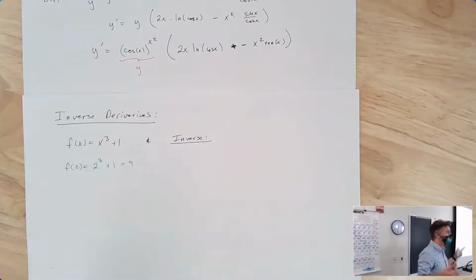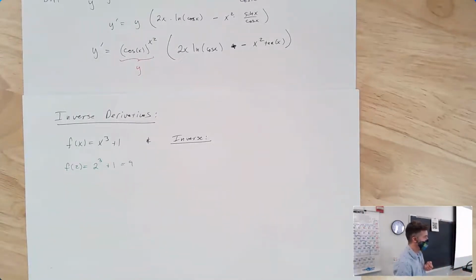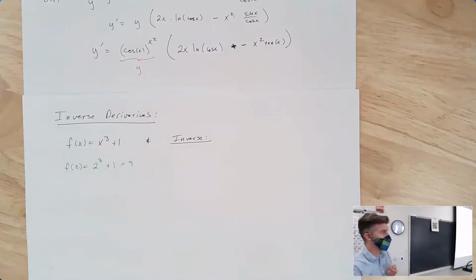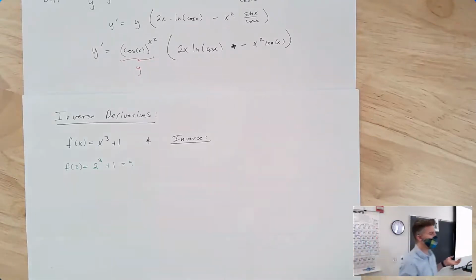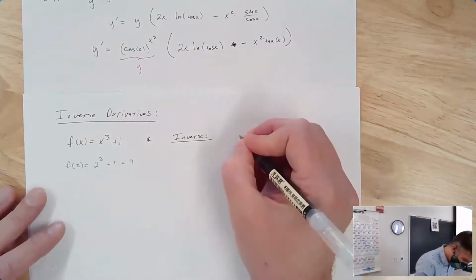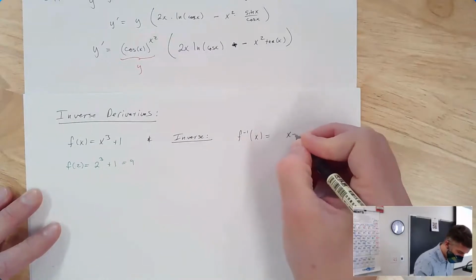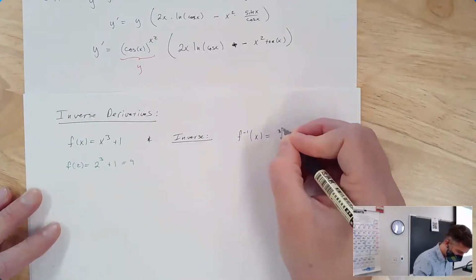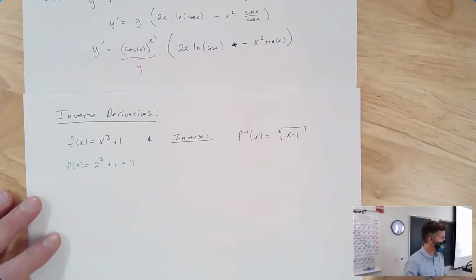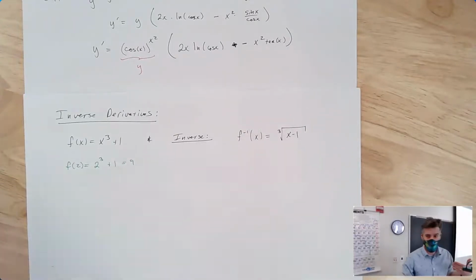So the inverse should undo what the function did. This function took a number, then cubed it, then added 1. So how am I going to undo that? Well, first I'm going to subtract the 1. Then I'm going to cube root to undo the cube. So the inverse function is, first I'm going to subtract the 1, and then I'm going to take the cube root. That's not always a good technique, but it's good here. And you can see that, oh yeah, it's going to undo what I just did.